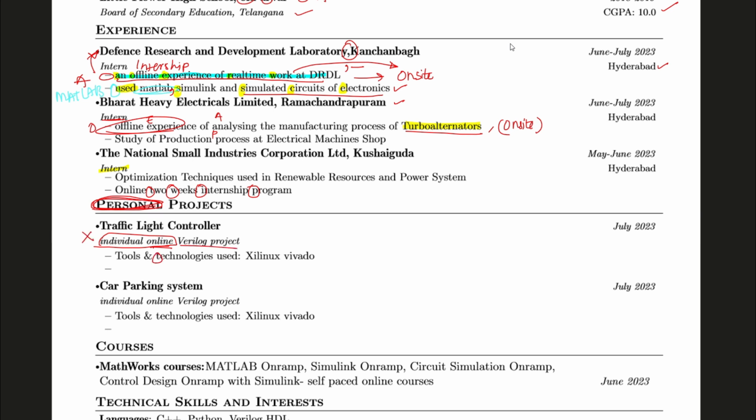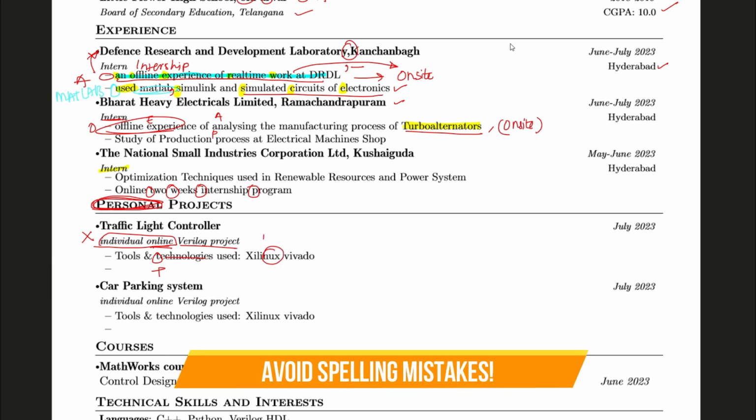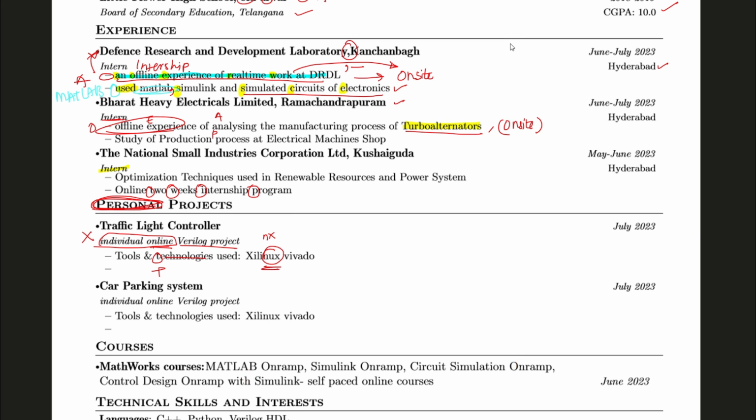Tools and technologies, T capital. Tools and technologies. Technology is not needed, just tools. Okay, tools used, Xilinx. See, this is a big blunder. This is Xilinx, N-X, not N-U-X. This shows your carelessness and you should avoid this. Okay, and V is capital. See, these are small things, but again I am focusing on them because they matter a lot.